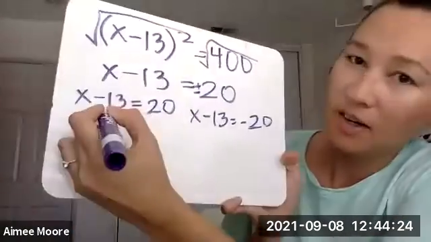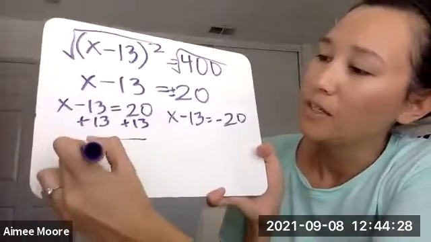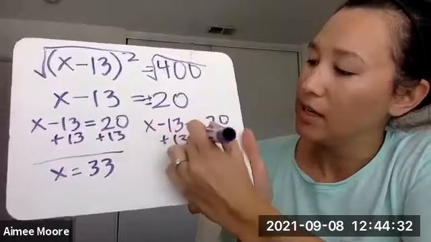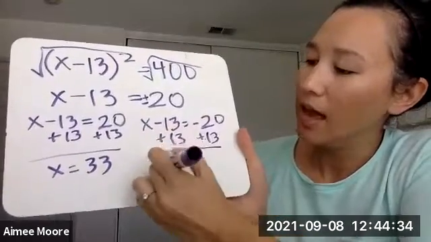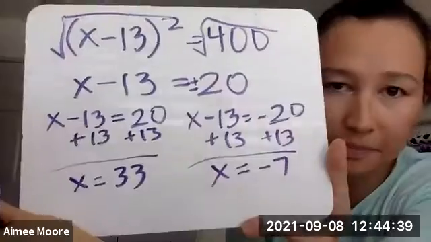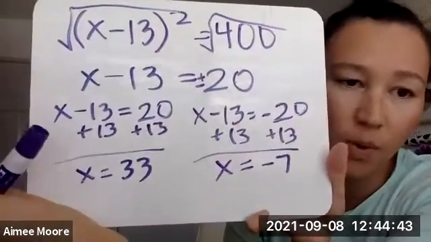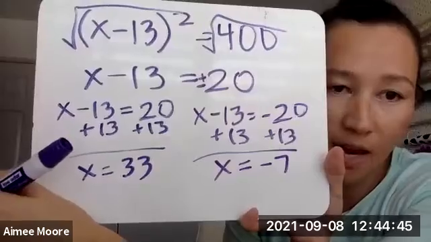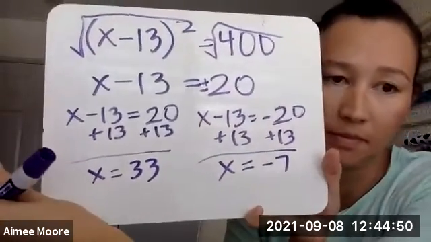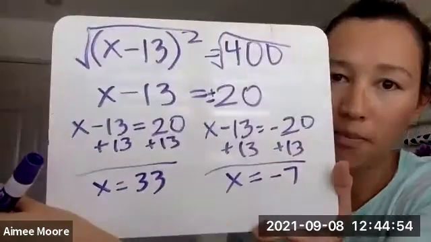Okay, very good. We're doing well. So if we add 13 to both sides, we see that x equals positive 33. We add 13 again, we see that x also equals negative 7. Excellent job. So we would pick x equals negative 7 and x equals 33. Any questions on this problem?